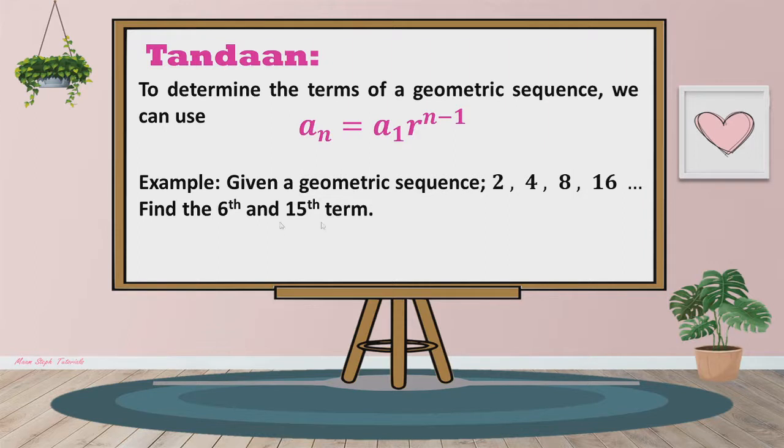So, example, given a geometric sequence 2, 4, 8, and 16, we need to find the 6th term and the 15th term. So, sa sequence na to, we have our first term as 2, our second term is 4, our third term is 8, our fourth term is 16. So, yung 5th term natin, makukuha natin by multiplying the common ratio to 16, and so on. So, getting the 6th term, kaya nating isolve mentally. Pero, in getting the 15th term, medyo longer na ang process. So, paano siya mapapadali using this formula?